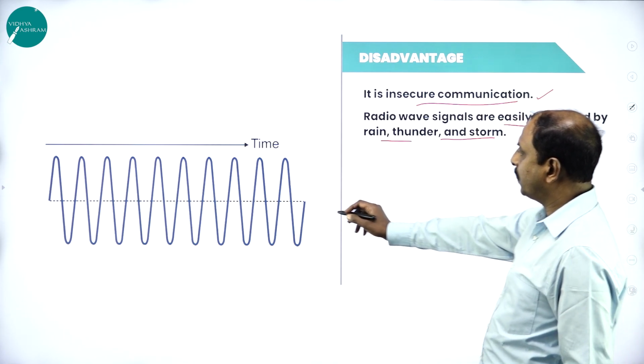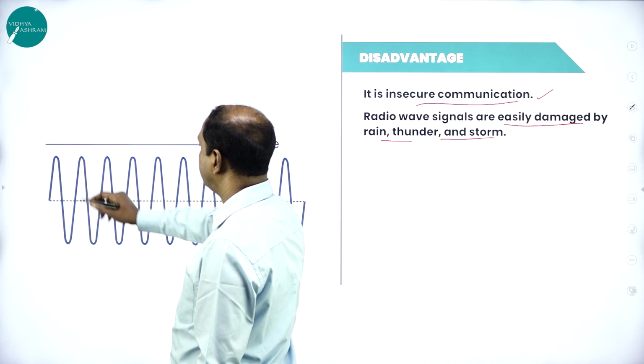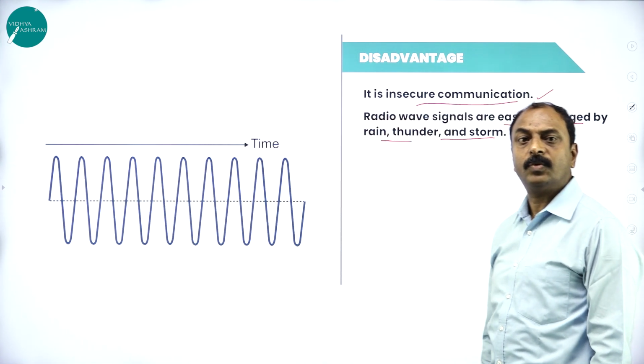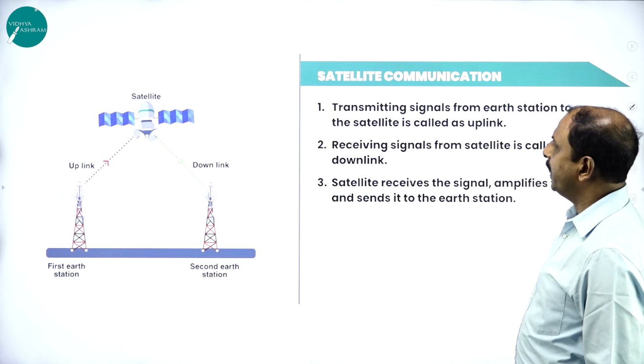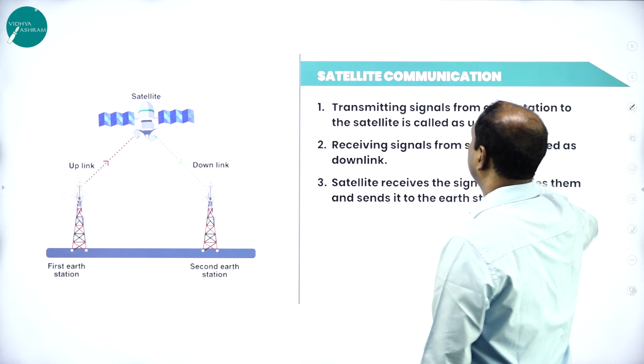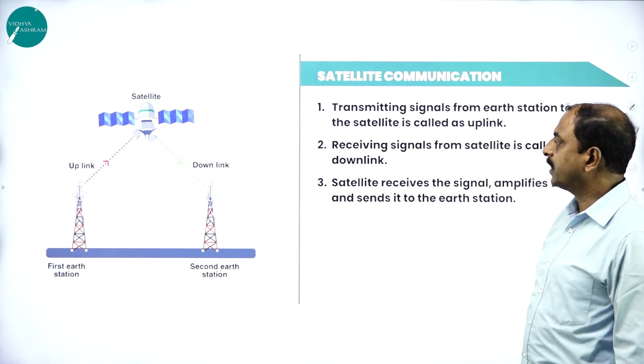Now this is what you can see. These are called the signals, or we say sine wave. This is how the signals pass over a transmission medium. Next one is another type of technology, that is satellite communication. So what is satellite communication?